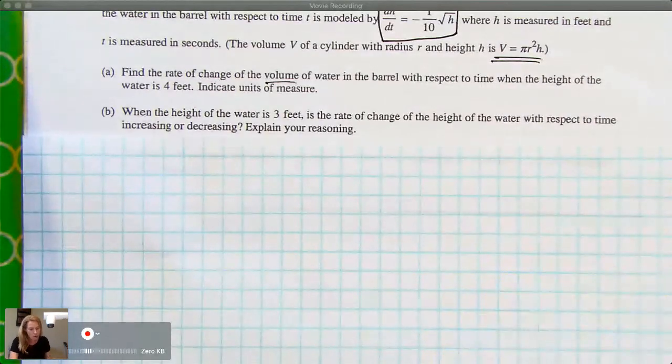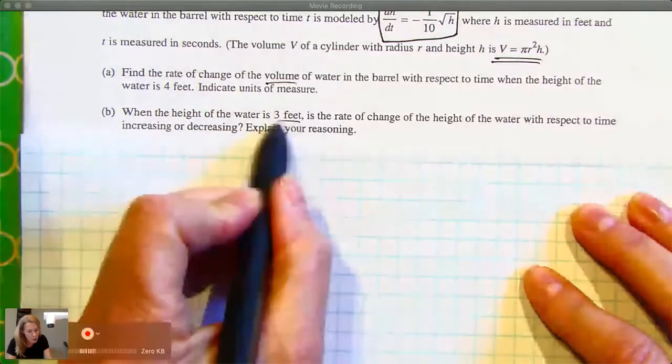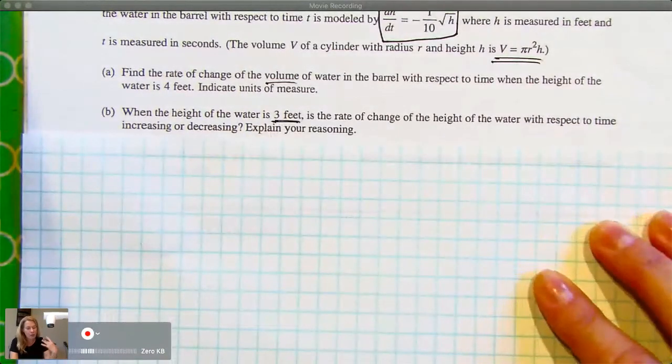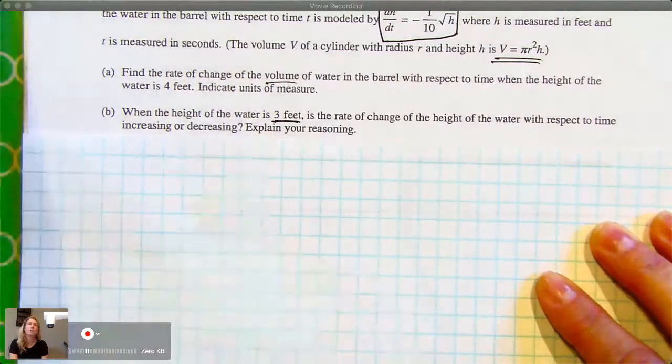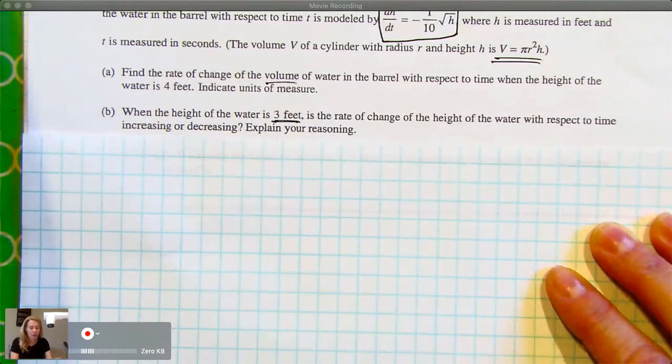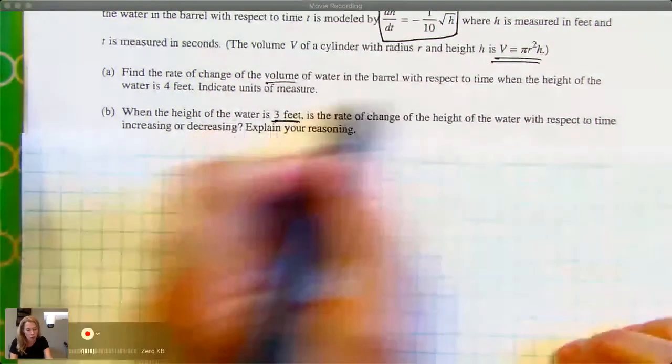Alrighty, so I know that the height of the water is 3 feet. By the way, not on the real AP test, but in prior years on the actual AP test, you'd have a booklet and you could circle things.